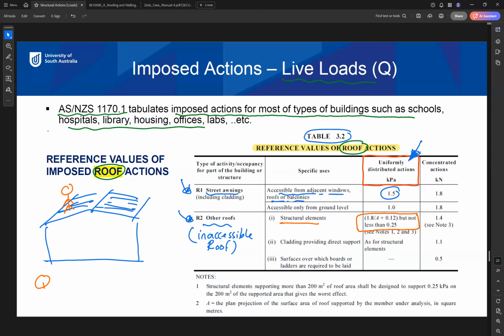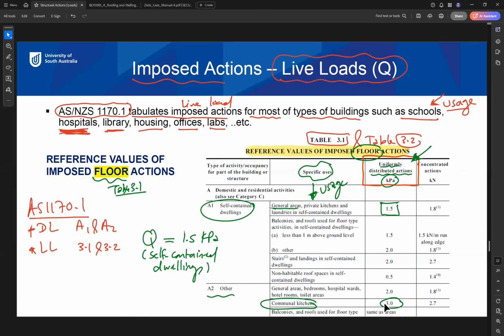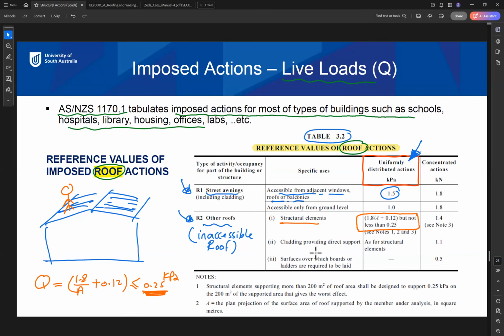So the live load for inaccessible roof will be 1.8 over A plus 0.12, but not less than 0.25 kPa. So the value is very small, down to 0.25 kPa compared to 1.5 here or 3 here. So it is a very minimum live load. We will know later how to find this one, maybe in the class this week, how to apply this formula. But this is generally what the live load is for roof and for floor.